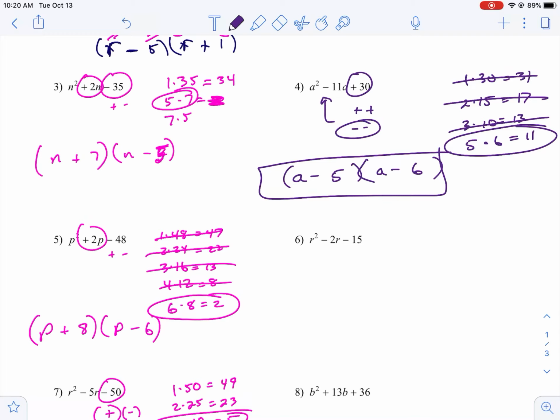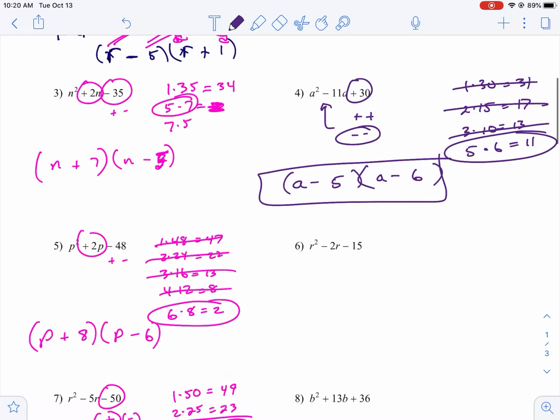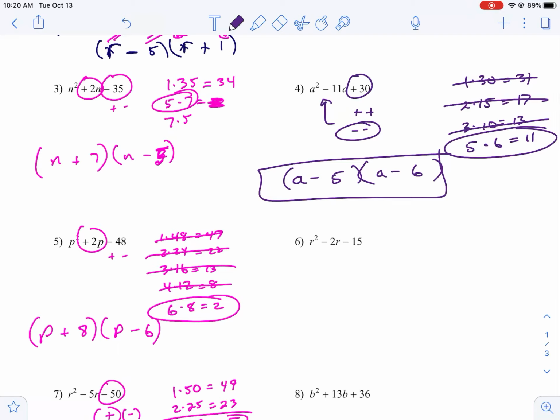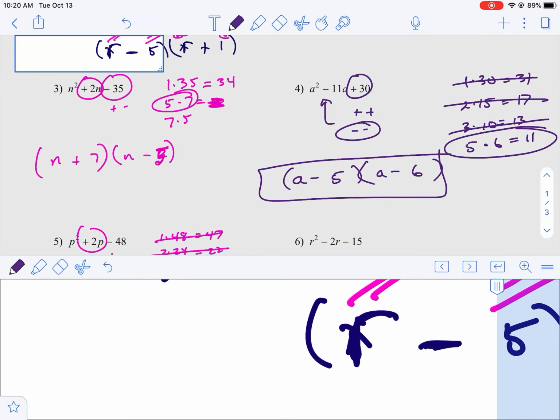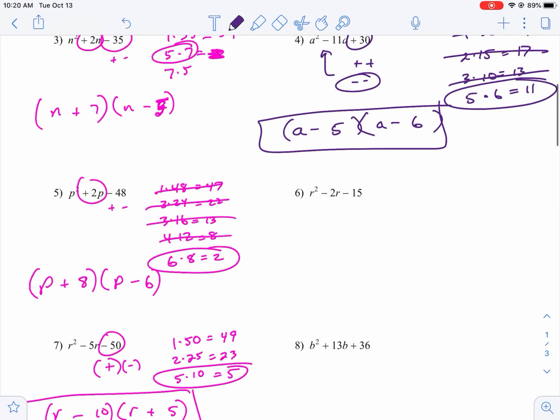Okay. Now, I'm doing this in my head. If you can't just do that in your head, how are you going to make this list right here, right? You're going to do 30 divided by 1, 30 divided by 2, 30 divided by 3. That's what you're going to do. Okay.